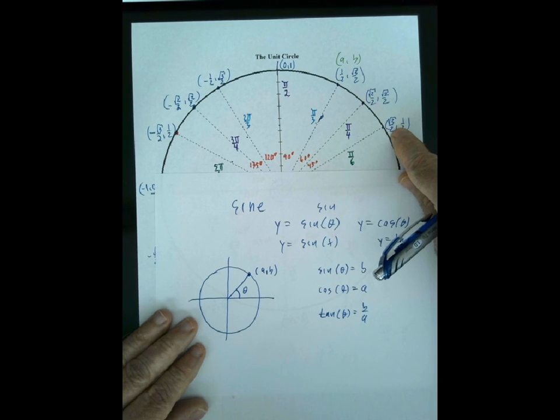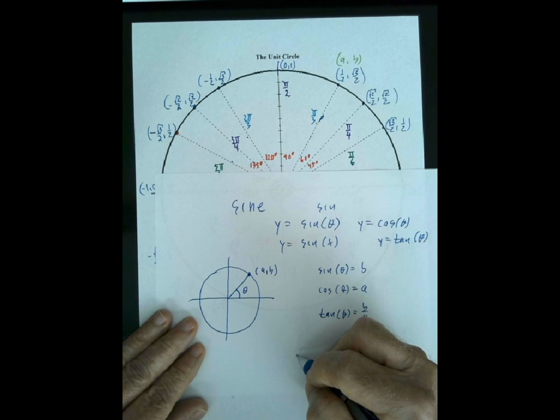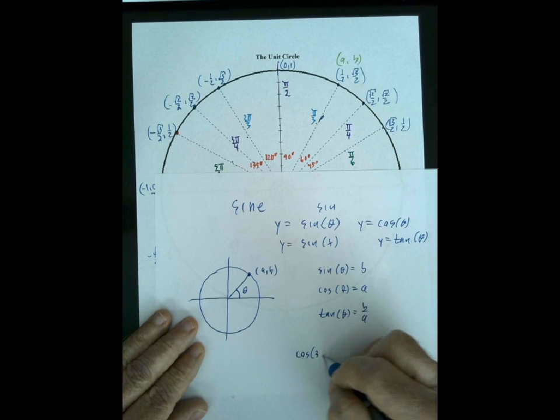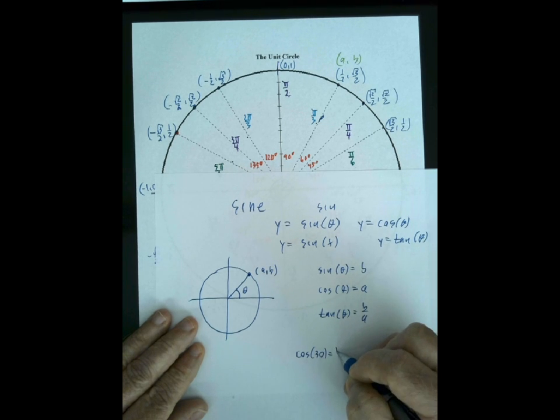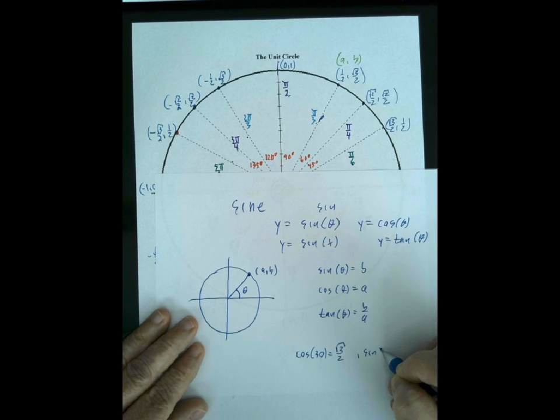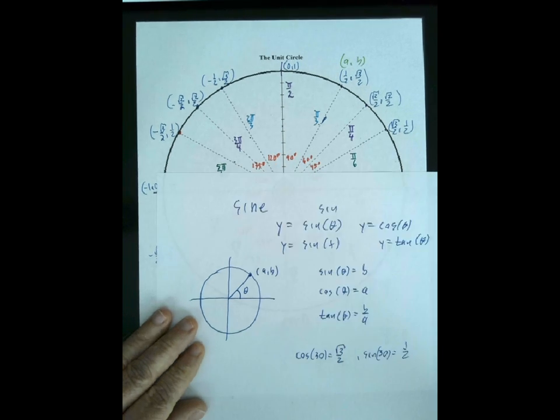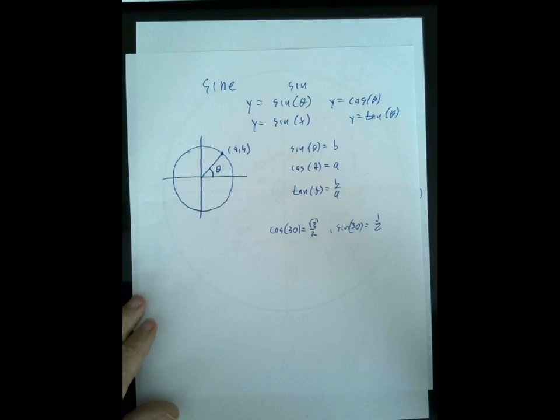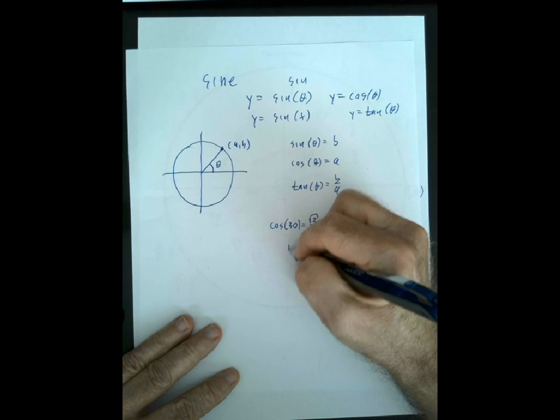The cosine value is rad 3/2. So cosine 30 is rad 3/2, and sine 30 is 1/2, right? I'm going to move that up. So I just wanted to copy that in so we can see it. So what would tangent be?